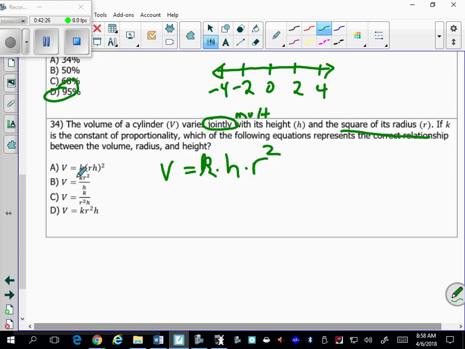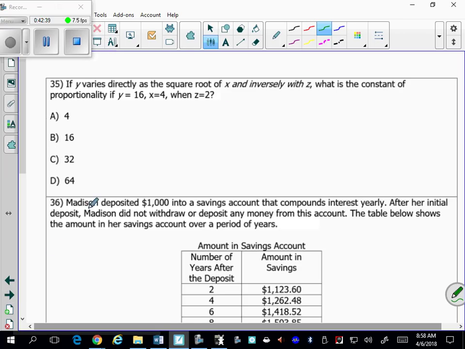All right, looking at the next one, varies directly. What comes before it is your y. In this case, it actually is y. It's always equals k. Direct variation is multiply, and multiply by the square root of x. And now inversely means divide, so we're going to divide everything by z. Always just go in the order it's talking about and know what you're talking about. Direct is multiply, inverse is divide.